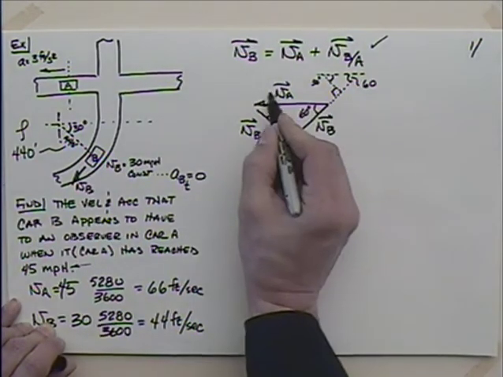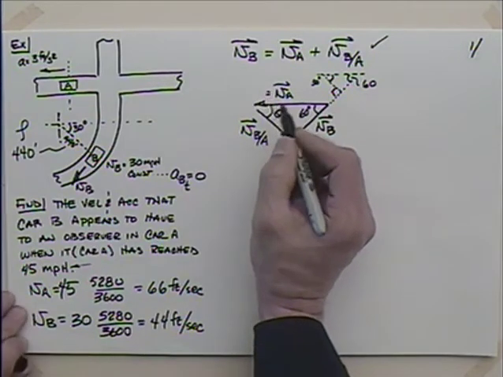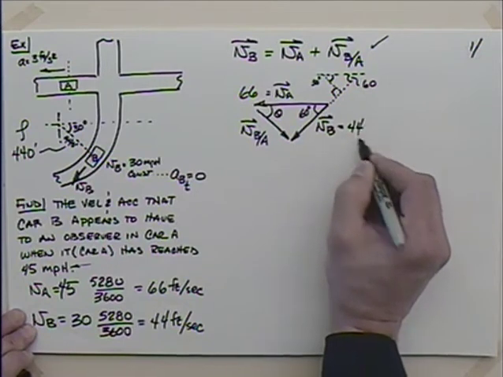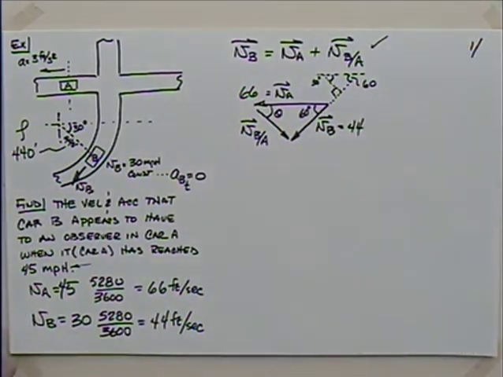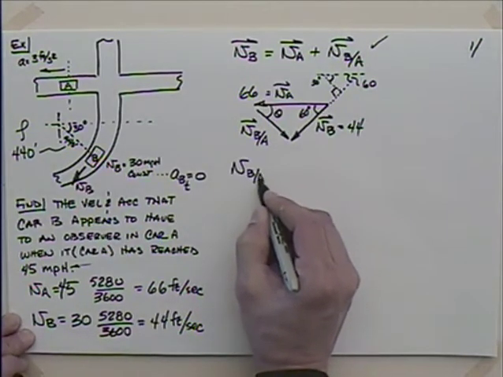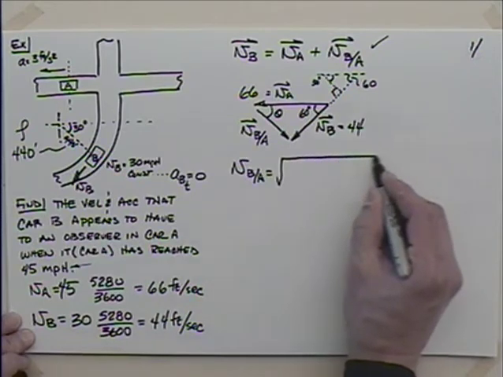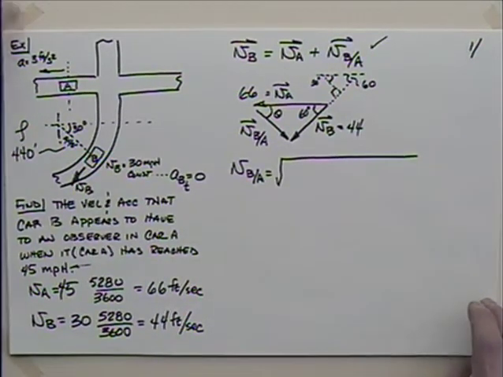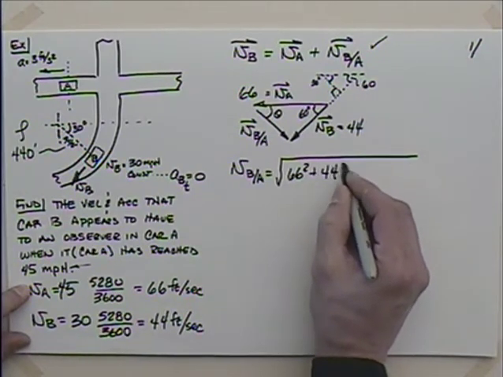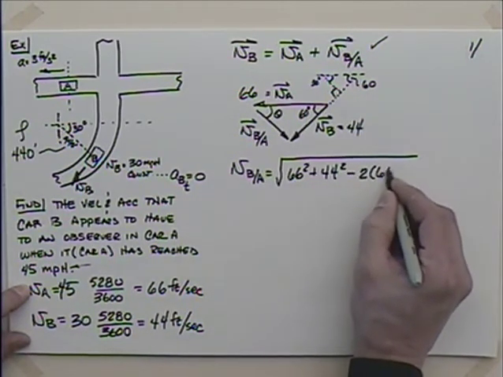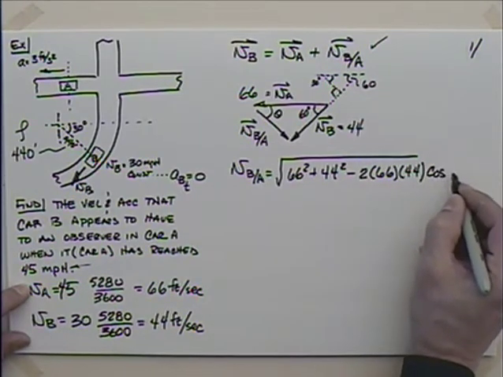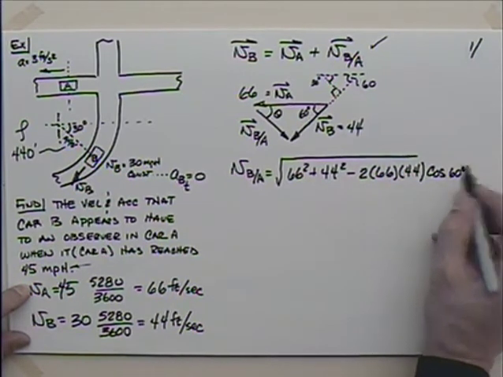I know that the velocity of A, we had a number for that, didn't we? 66. And we had a number for the velocity of B, 44. So I've got two sides and the included angle. Looks like a job for the law of cosines. So we could say the magnitude of the velocity of B with respect to A would be equal to the square root of 66 squared plus 44 squared minus 2 times 66 times 44 times the cosine of the angle, 60 degrees.